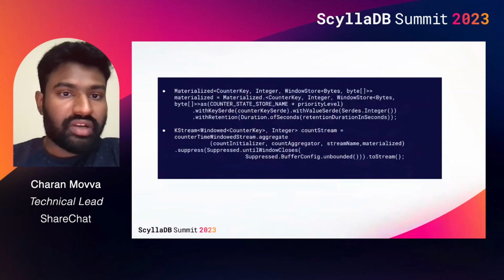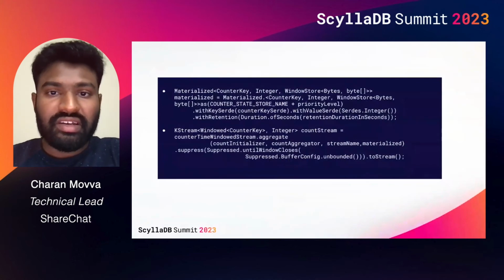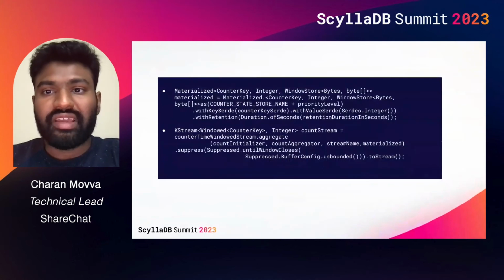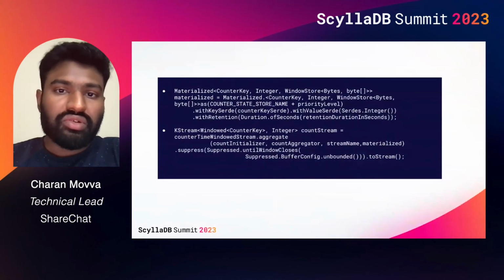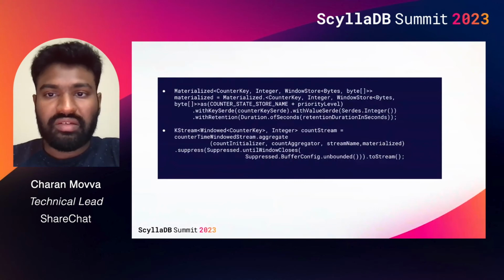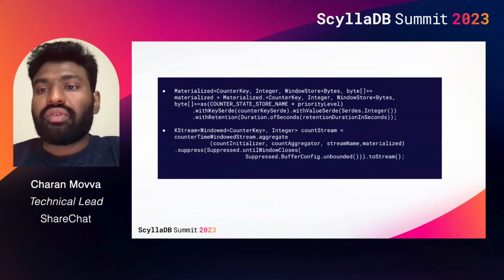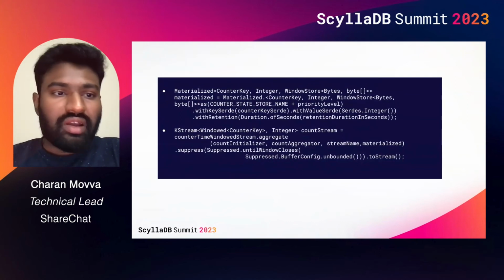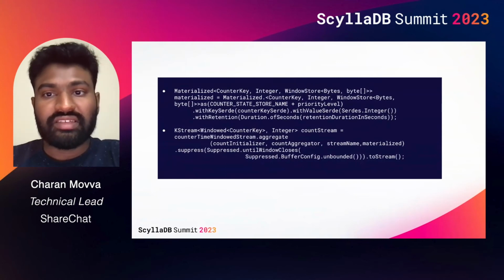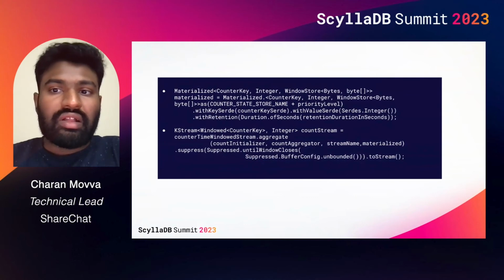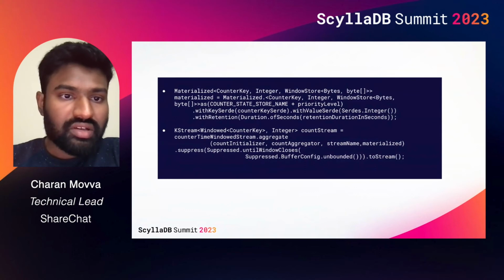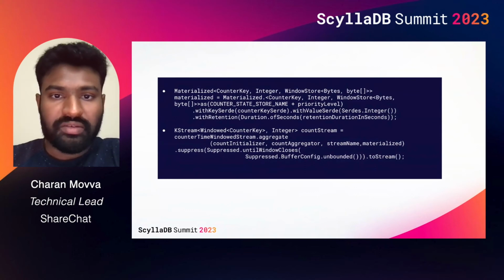Again, the first point in this slide, as mentioned earlier, the windowing aggregation requires maintaining a state and a local store where it will be maintained. Materialized is a store configuration object, and we are also assigning a name to it by appending the counter's priority level, which is the different windows that we have, and again providing it with key value serde for serializing and deserializing the results of the aggregation. The value aggregated is an integer, which is why we are using integer as the value serde.